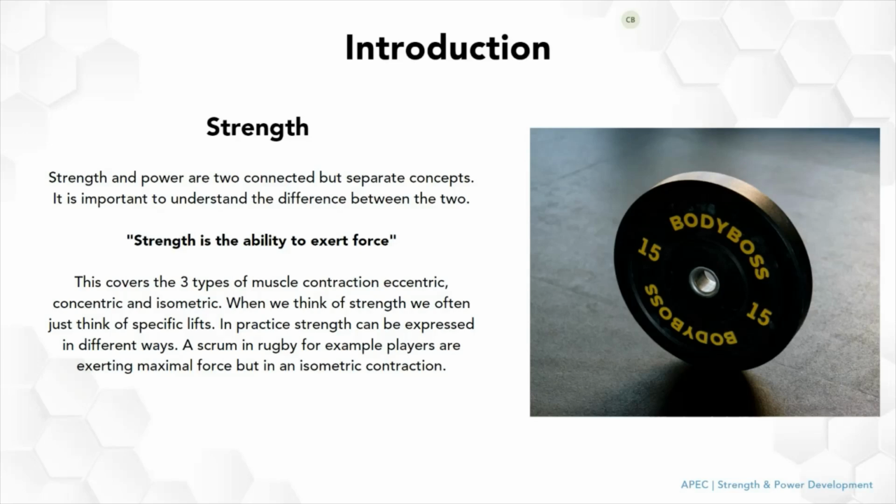So strength is our maximum ability to exert force. This can be through our three different types of muscle contractions. Sometimes all three can be used, so in something like a squat, we have our concentric, our isometric hold at the bottom, and then our eccentric as well. Whereas sometimes it could just be a singular one of these, such as our isometric.